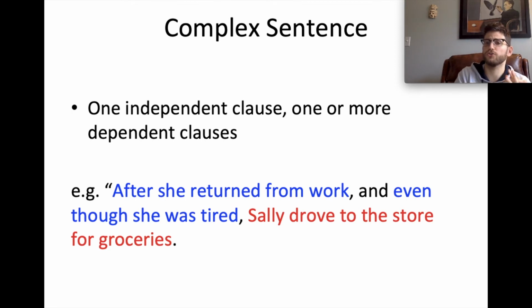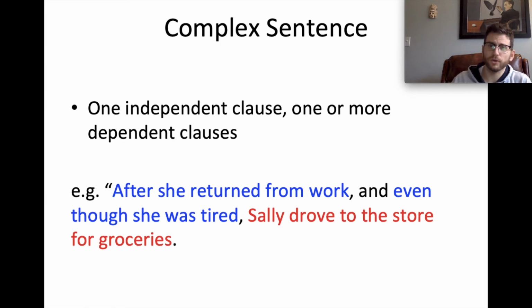And so when you're trying to decide whether your sentence has dependent clauses in it, you need to look for any subordinating conjunctions. Does it have a subordinating conjunction? Is it then followed by a subject and a verb? Let's see what we have here. After she returned from work. After, there's our subordinating conjunction. Is it followed by a subject and a verb? You bet it is. She, subject, returned, verb, from work, prepositional phrase. Complete subject and verb here, but attached to a subordinating conjunction, which means dependent clause.